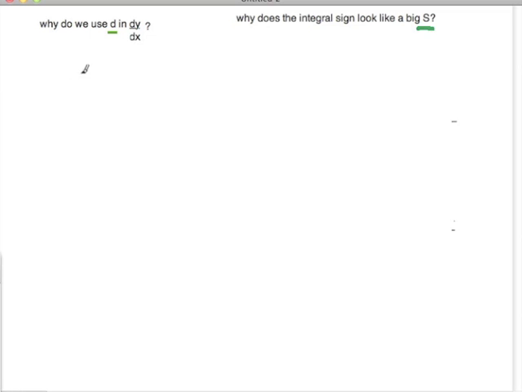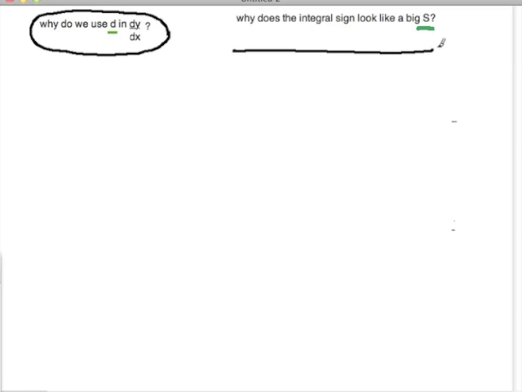So I want to answer these two questions. Why do we use d in dy dx? Why don't we use a different letter? Or what's the significance of using the letter d? And this other question, why does the integral sign look like a big S?